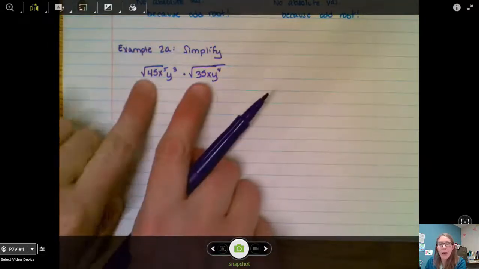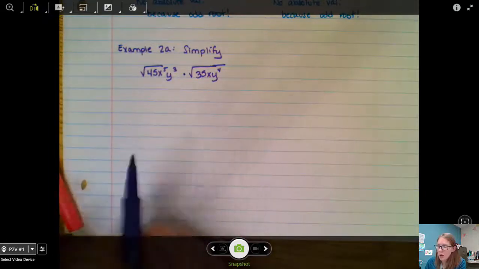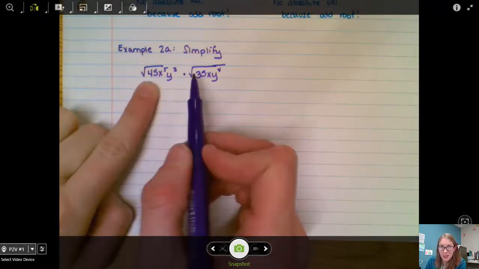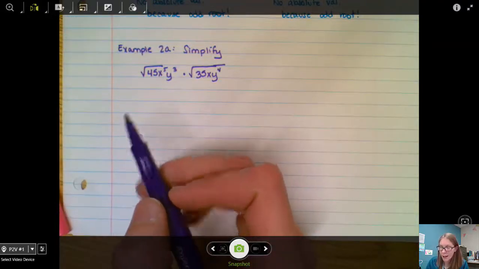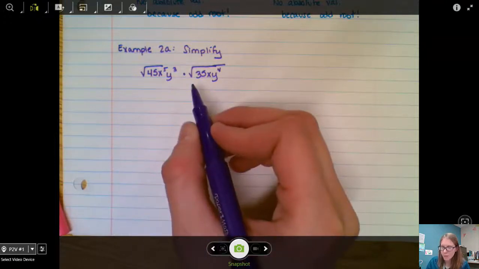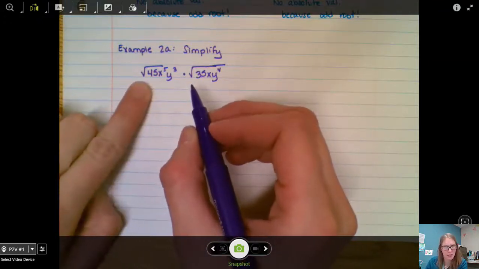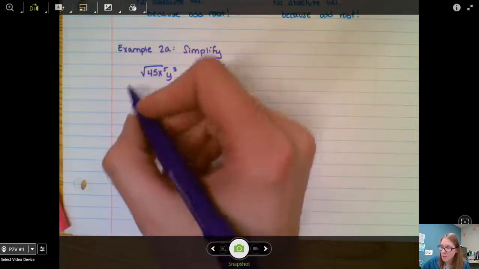I could simplify each radical first and then multiply, or I could multiply everything underneath and then simplify. I usually like to do the first method, because if I multiplied everything now, I'd have to take 45 times 35, and that's a pretty big pain. So instead, let's simplify each radical.